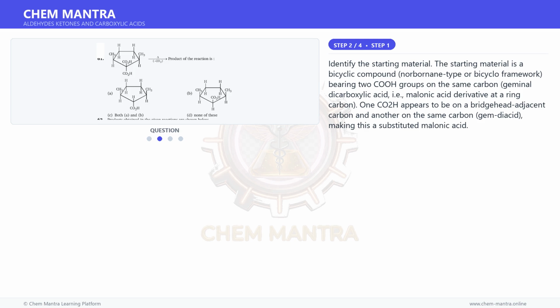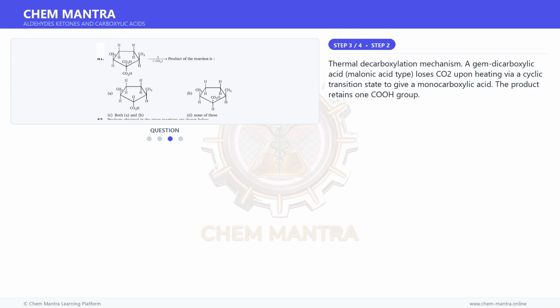Identify the starting material. The starting material is a bicyclic compound, norbornene type or bicyclo framework, bearing two CO2H groups on the same carbon, a geminal dicarboxylic acid, i.e., a malonic acid derivative at a ring carbon. One CO2H appears to be on a bridgehead adjacent carbon and another on the same carbon, gem diacid, making this a substituted malonic acid. Moving on to the next step.